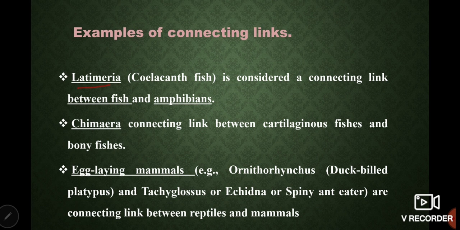Then we have Chimaera. Chimaera is a connecting link between cartilaginous fishes and bony fishes. At the end, we have one more example, that is egg-laying mammals. Egg-laying mammals, like Ornithorhynchus, also known as the duck-billed platypus, and Tachyglossus or Echidna, or spiny anteater, are known as connecting links between reptiles and mammals. Why? Because they have characters of both of these two groups.